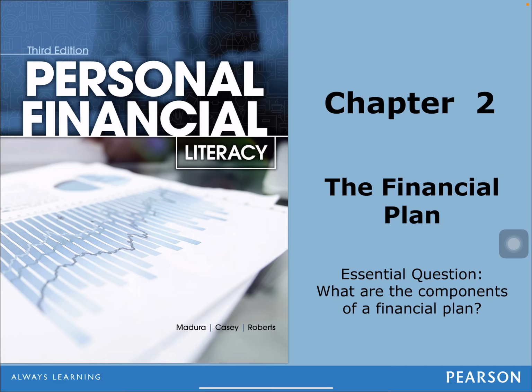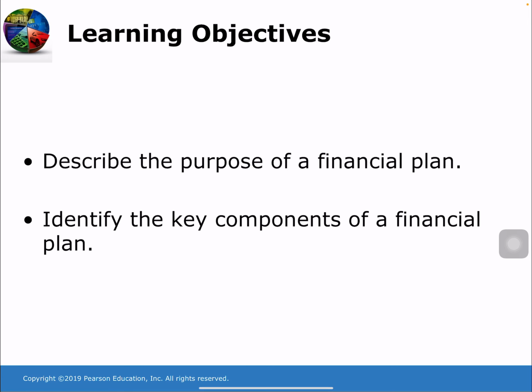Chapter 2, the title is The Financial Plan. For most people, however, financial stability does not happen by accident or through good fortune. It requires careful planning and effort. In this chapter, you will study the steps to making a personal financial plan, which can serve as a basis for financial success in your life.